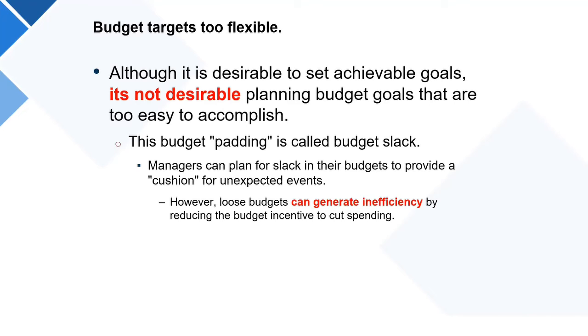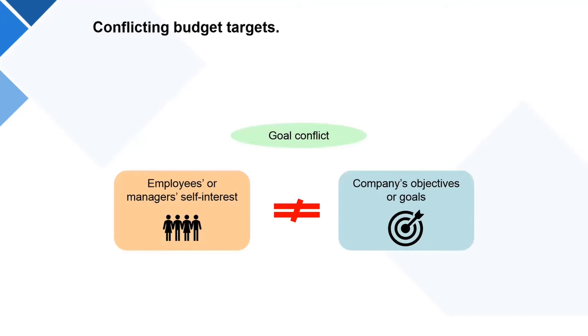So that's an example. The next one is conflicting budget targets. That is when you have a goal or target that conflicts with the company's or employees' interests. What happens here is that maybe the management team has an idea or a goal it wants to reach, and it sets the employees to that goal.